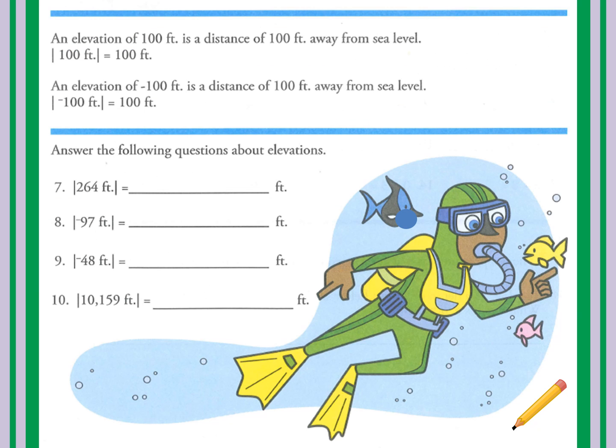An elevation of 100 feet is a distance of 100 feet away from sea level. The absolute value of 100 feet equals 100 feet. An elevation of negative 100 feet is a distance of 100 feet away from sea level, only it's below sea level. So the absolute value of negative 100 feet is 100 feet, but this time it's 100 feet below, whereas in the example above, it was above.